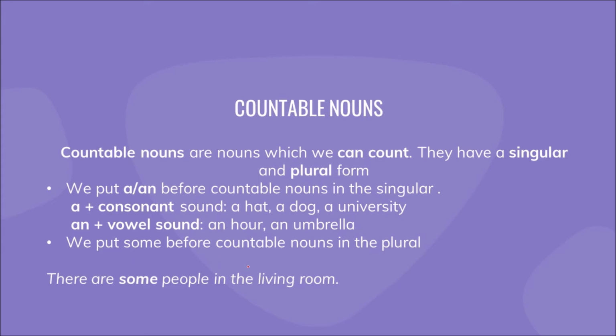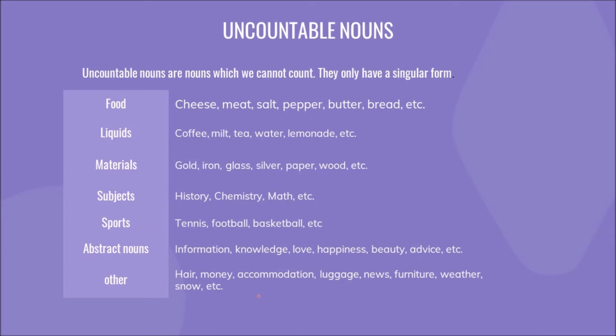When it comes to the plural forms with the countable nouns, we can either use a number or we can use some. There are some people in the living room, or there are 10 people in the living room. Uncountable nouns, just by the words itself, means that we cannot count these words. They are not countable, and therefore they have only the singular form. In this case, with uncountable nouns, we don't use the articles a and an.